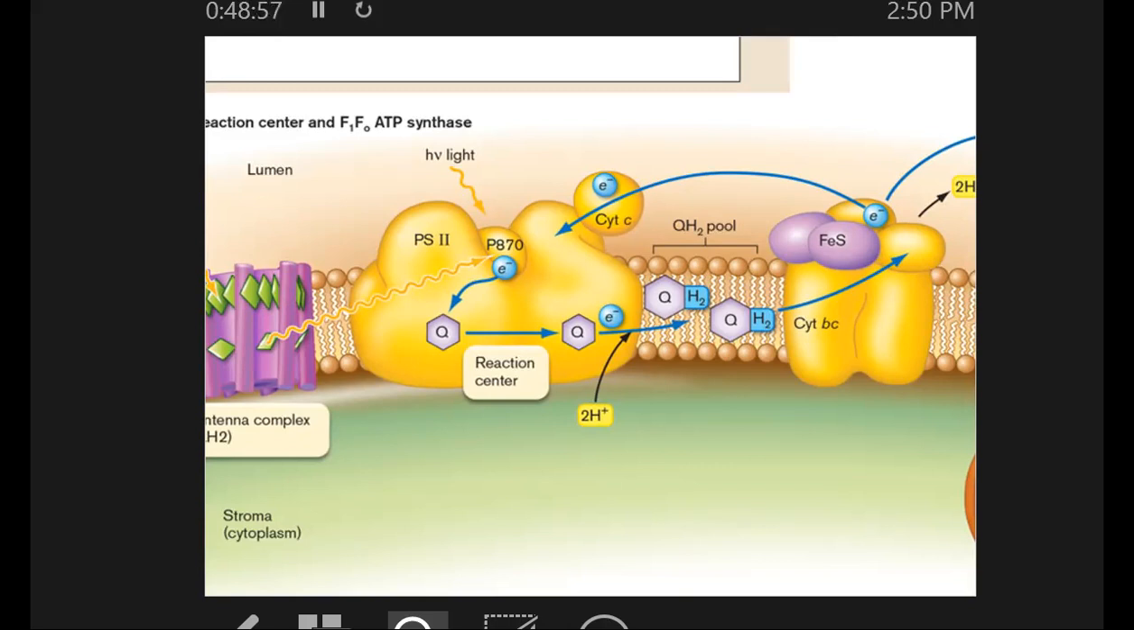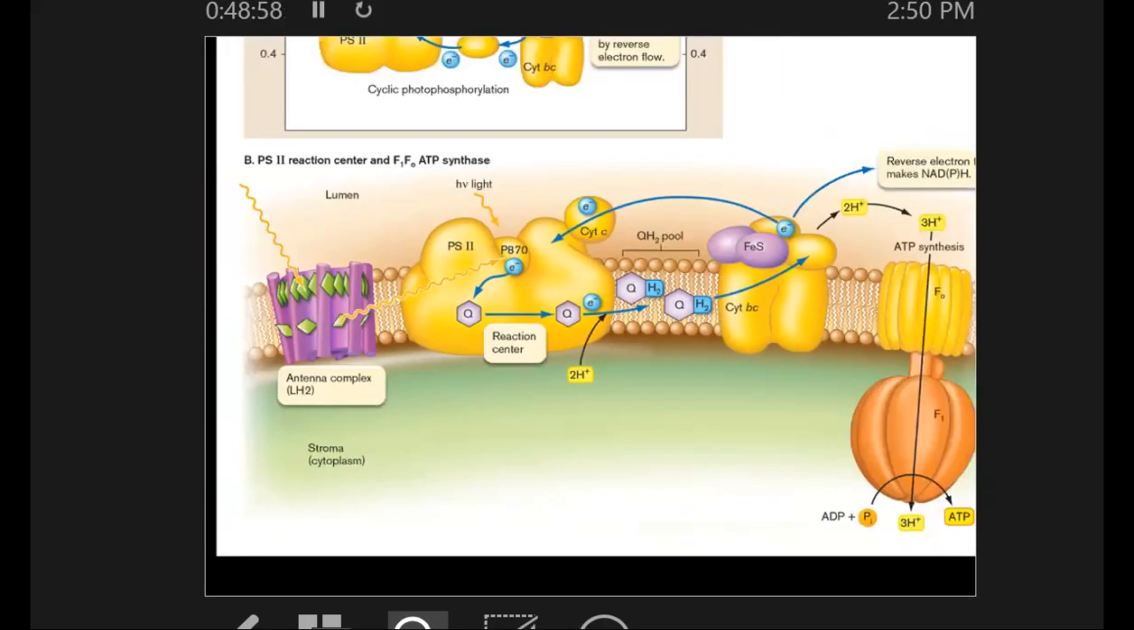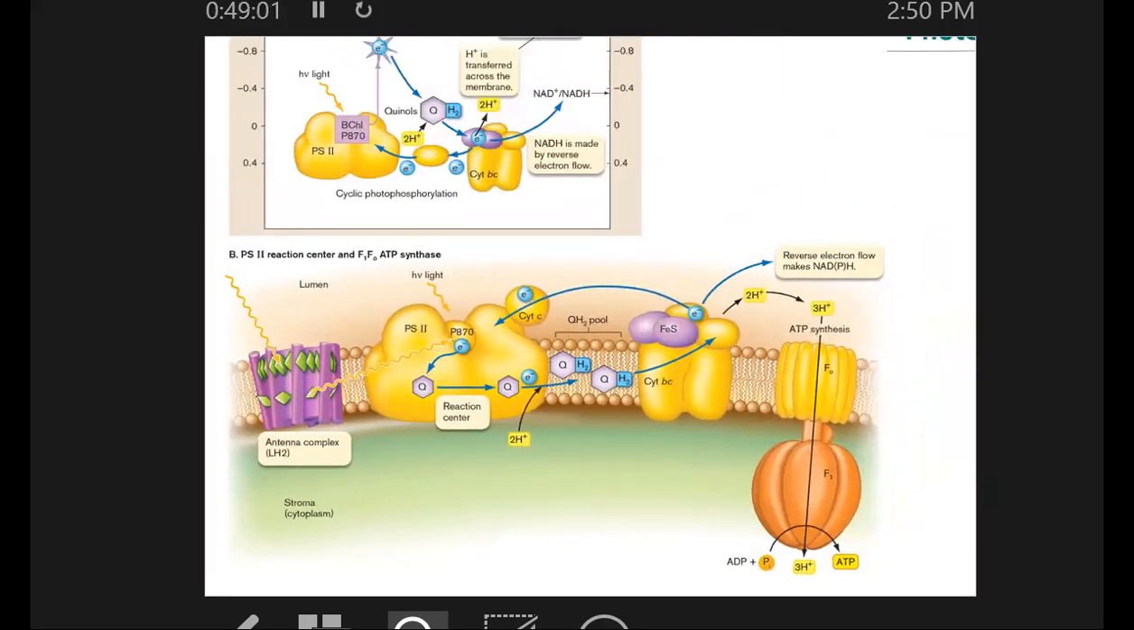And if you look what's going on here, you do see the artist did draw the ATP synthase. And yes, there is a proton gradient. Even though the flow of electrons is circular, you still get a proton gradient. So that's good. But they don't show any NADH anywhere.